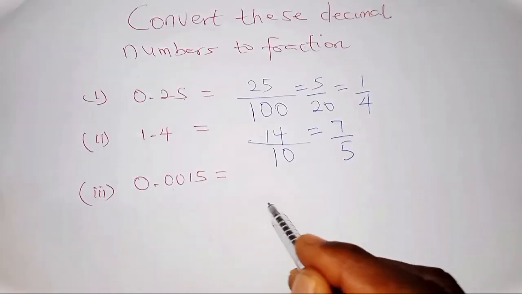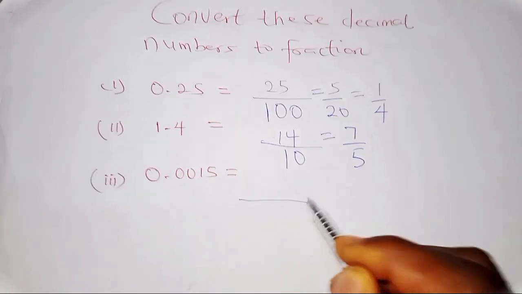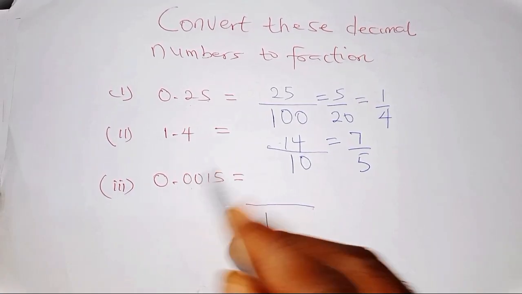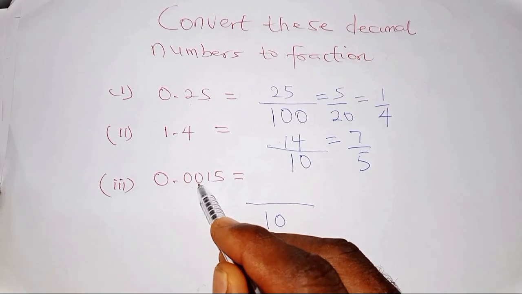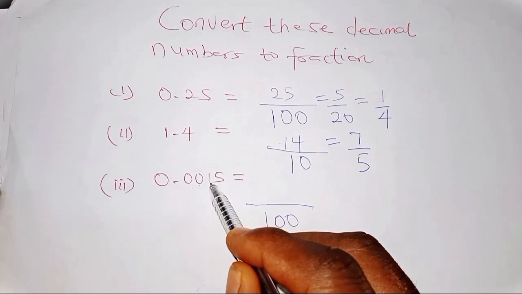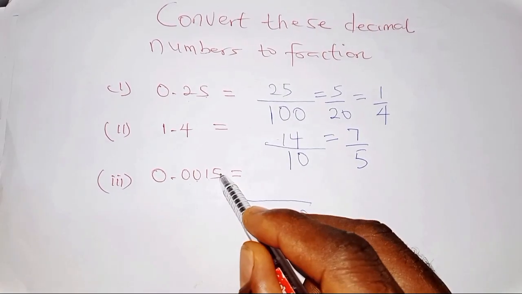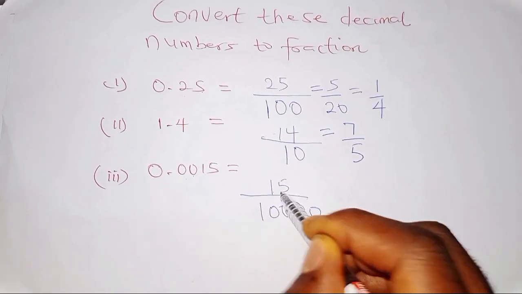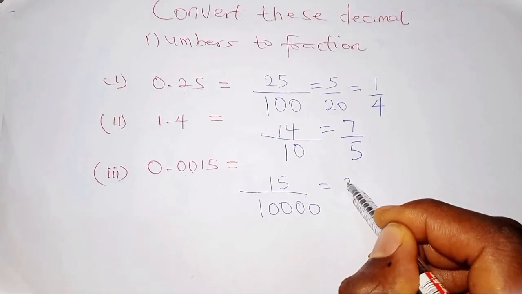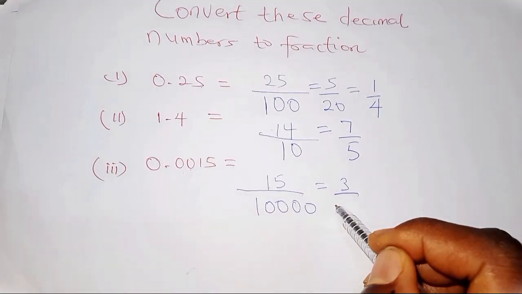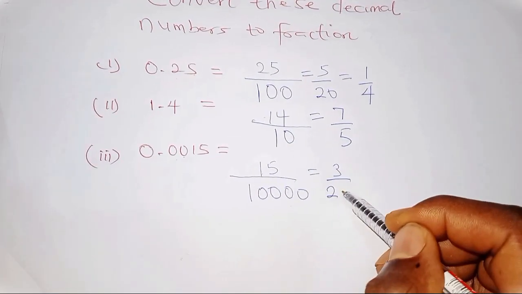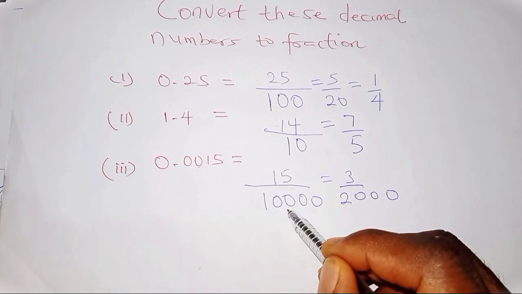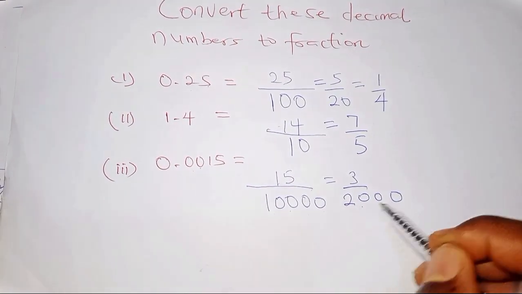So the last one, we draw a straight line. The decimal point turns to 1. We have 0, we have 0. We have 1, we have 5. So we can write 15 over 100. You can see we have 3/20. So 100 divided by 5 is 20, and we reduce it.